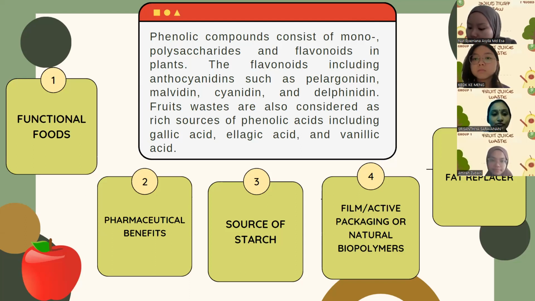So there are a few functions where we can apply the fruit juice waste. First is functional foods, pharmaceutical benefits, source of starch, film or active or natural biopolymers, and fat replacer. Next.